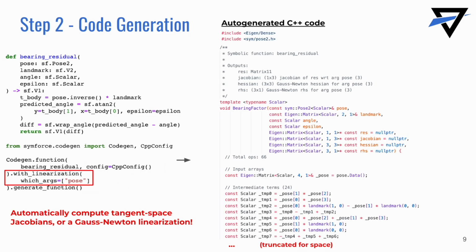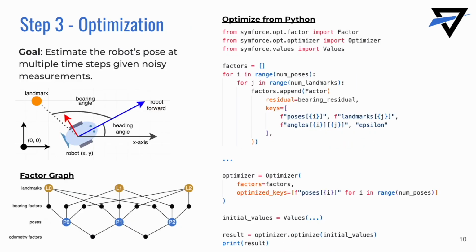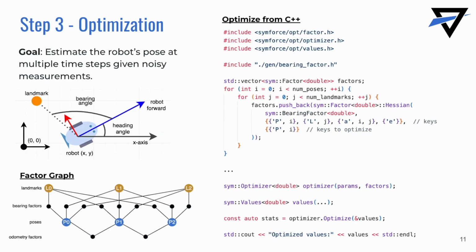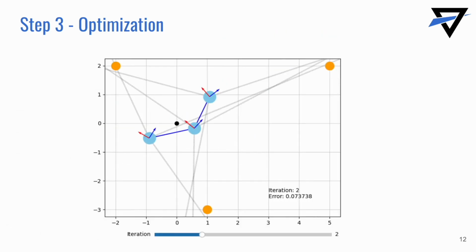With one more function call, we can automatically compute tangent space Jacobians or a Gauss-Newton linearization with respect to any of the function arguments. Finally, we can construct a factor graph from the generated residual functions and derivatives at each time step, create initial values, and invoke the optimizer from Python. And the same optimizer API is supported in C++ once the user is ready for production use. Here we see the problem being optimized.